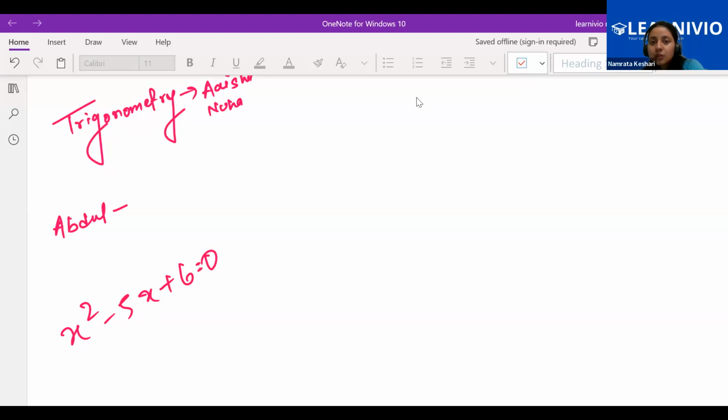Yes, Abdul, what will be the nature of the root? I don't know. Let me inform our team that you need an extra class. Why didn't you inform us, Abdul? For so many days we have been discussing quadratic equations, and today only I have finished quadratic equations in the other batches.